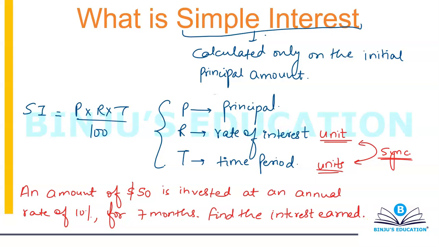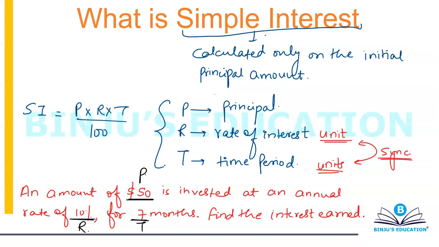Now you cannot simply plug in the values. In place of principal you put $50, in place of rate of interest you put 10, and in place of time you put 7. No, this would be incorrect. Why? Because your rate of interest is percent per annum and your time period is in months. So you cannot simply do 50 into 10 into 7 by 12.